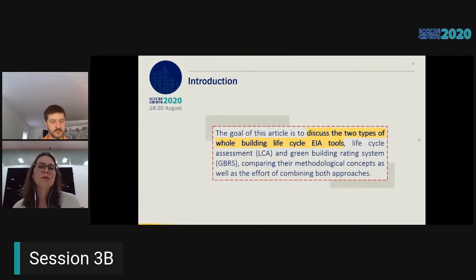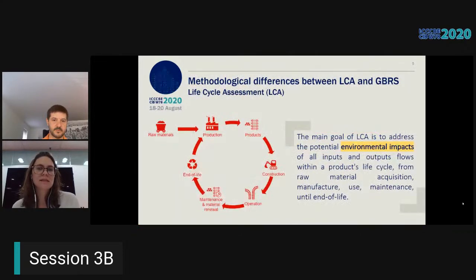So the goal of this article is to discuss the two types of whole building life cycle EIA tools mentioned previously, comparing their methodological concepts as well as the effort of combining both approaches. And first, I will explain the tools separately and make a comparison analysis.